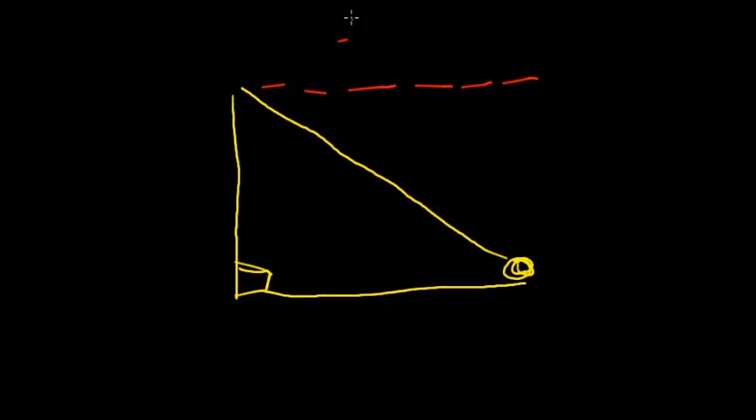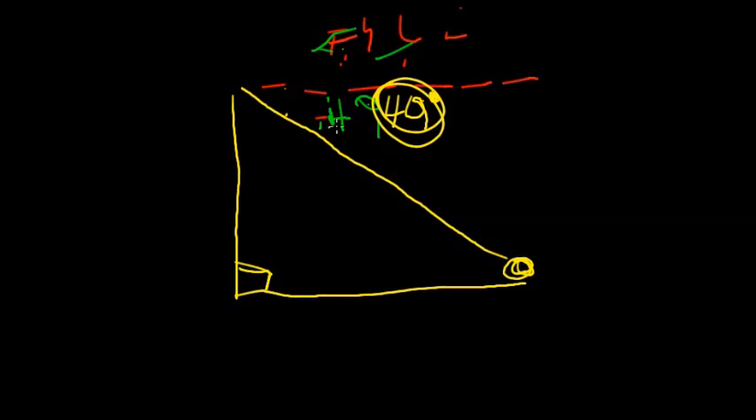So the angle of depression is 49 degrees. So this angle is going to be 49 degrees, as shown right here. So what do we know about these opposite angles? Well, they're the same, which means they're congruent. So this is also 49 degrees.